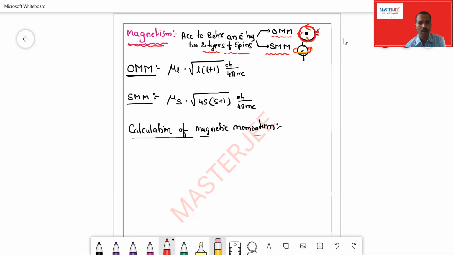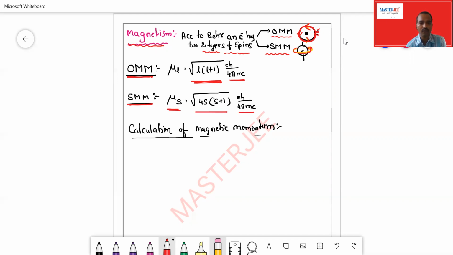The orbital magnetic moment is given by mu L equals root over L(L+1) times eh by 4 pi mc. The spin only magnetic moment is given by mu S equals root over 4S(S+1) times eh by 4 pi mc.